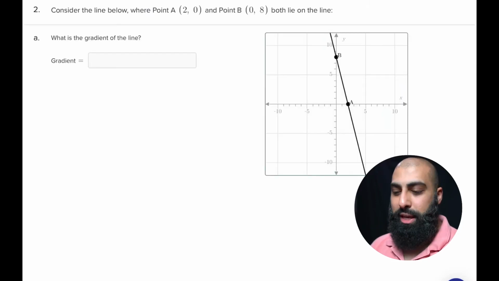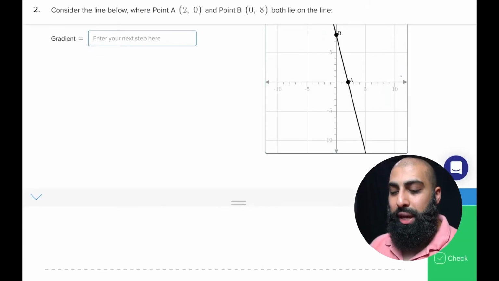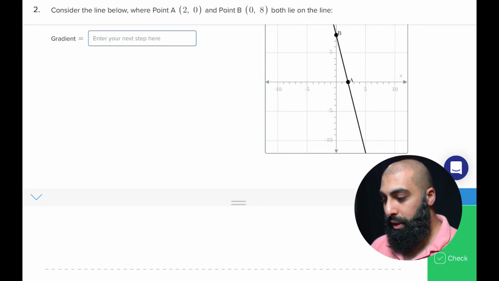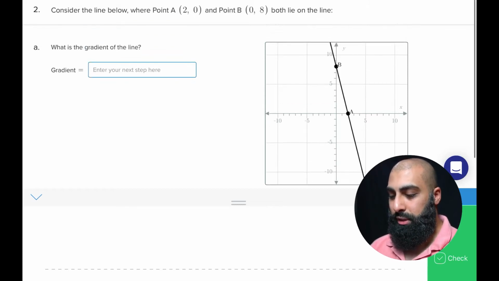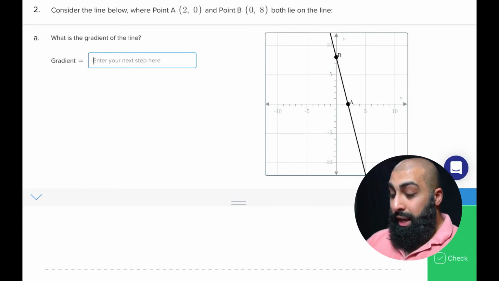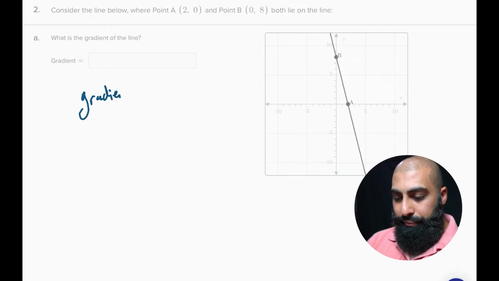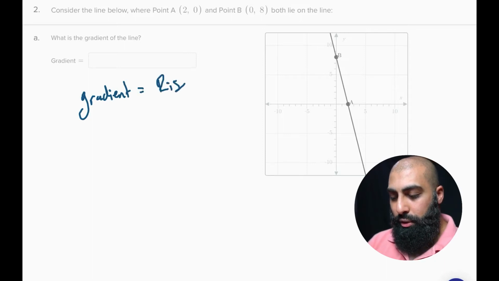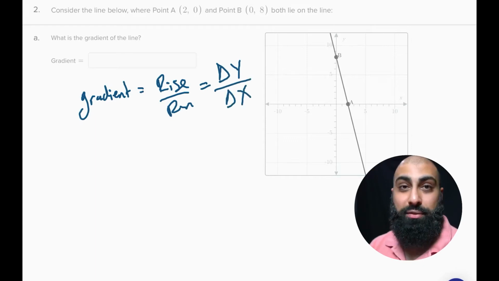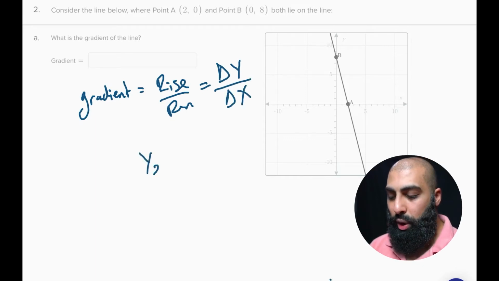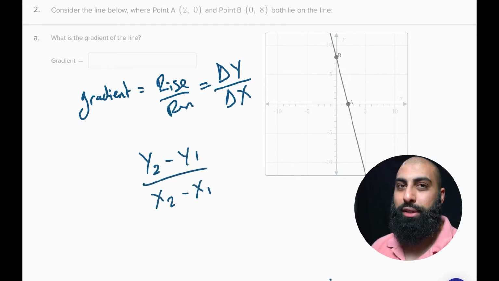Question 2 says, consider the line below where point A is 2, 0 and point B is 0, 8, which both lie on the line. Calculate the gradient for this line. Again, we're just going to use the gradient formula. The gradient is equal to the rise over the run, which is the difference in the y value over the difference in the x value. In other words, y2 minus y1 over x2 minus x1.